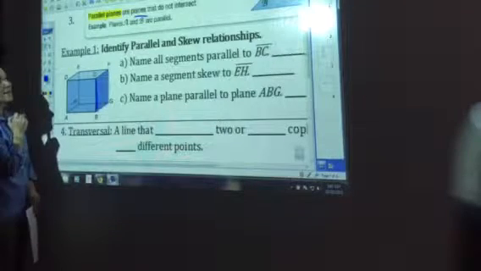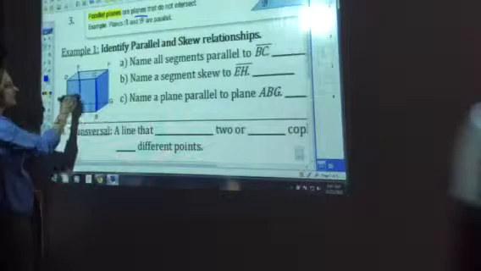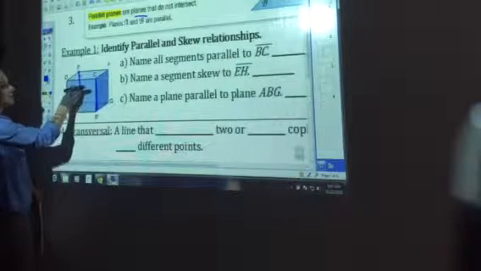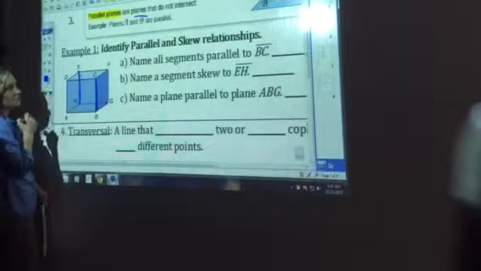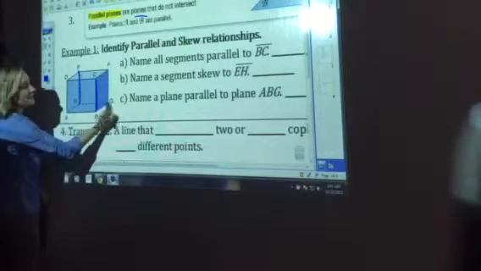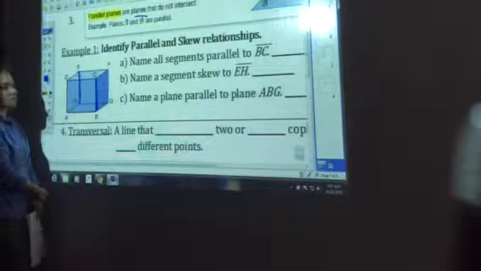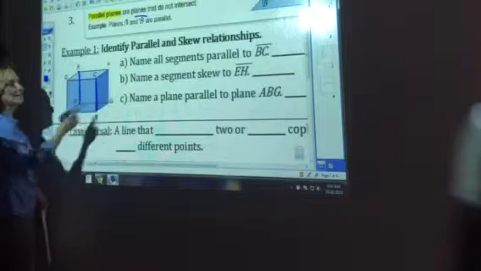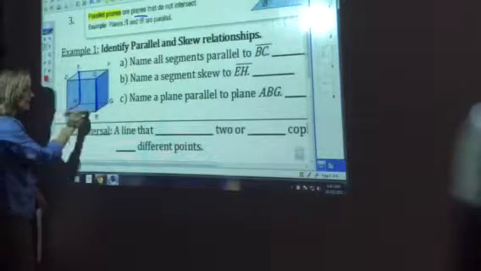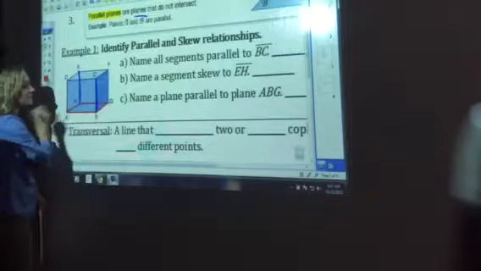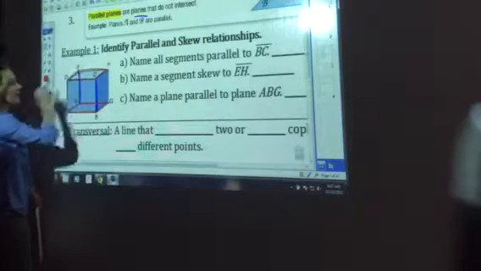Okay, all the segments skew to EH. EH is right here, and that's on that back corner touching those lines. So like I could say CF would be a line skew to it, okay? I could say BG would be a line skew to it, and even AB would be a line skew to it. Name a plane that's parallel to ABG. ABG is this plane down here at the bottom, okay? So the one parallel to it, of course, would be the one up here at the top, okay?